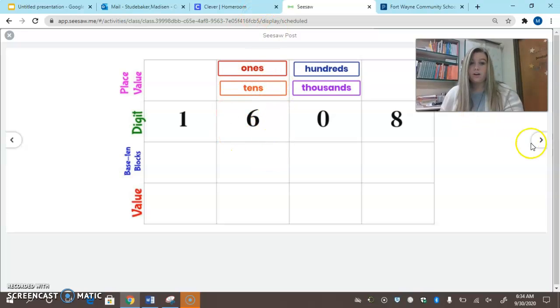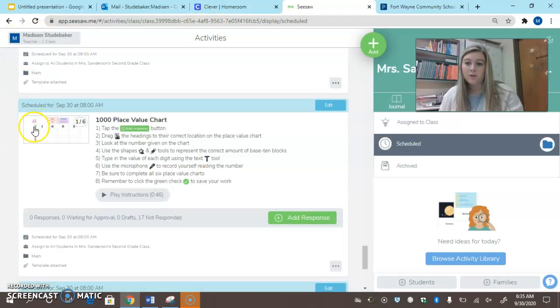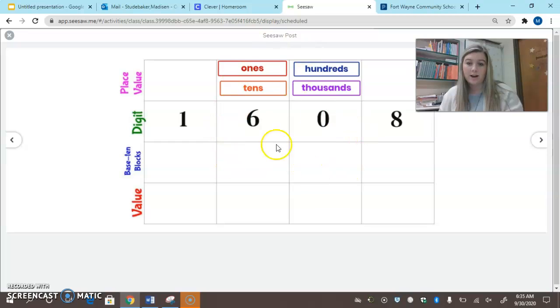value. But there are several pages in here that you're supposed to show with base 10 blocks. So go ahead and just draw. And then you are also going to write how much this is worth. And then up here, you will move this tens to the tens place value, hundreds to the hundreds place value, ones to the ones place value, and thousands to the thousands place value. So that's what you'll do for this activity.